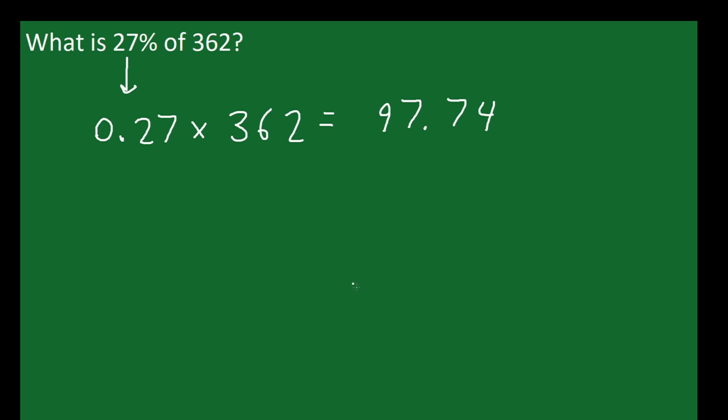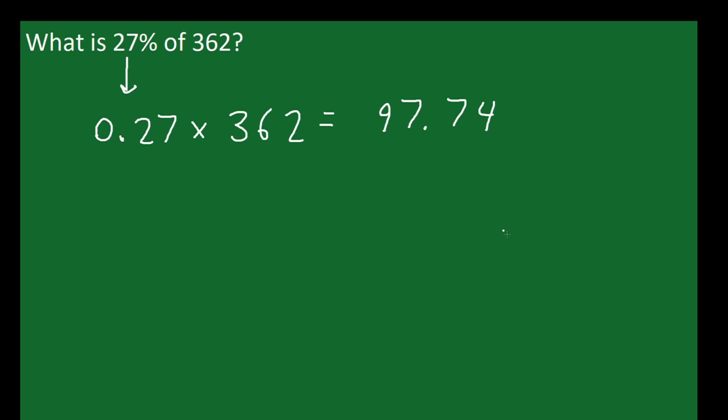This answer should make sense to you, I think. 0.27, 27%, that's in between a quarter and a third, right? 25% would be a quarter. 33% would be almost a third. This number is in between those two. And so the answer you expect to get would be somewhere between a quarter and a third of 362. If you think of what a third of 362 is, well, that would be about 120, a little bit more. And so this is less than that, certainly. And a quarter of 362 would be about 90. So this number is certainly between those two.